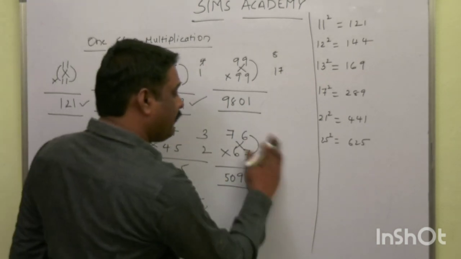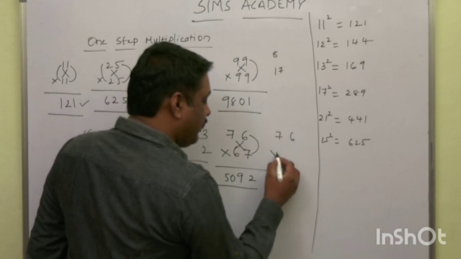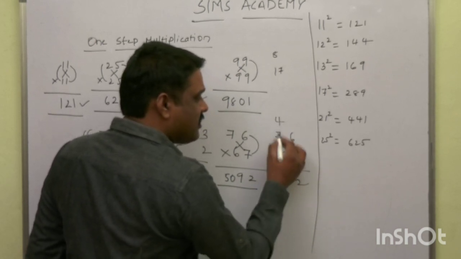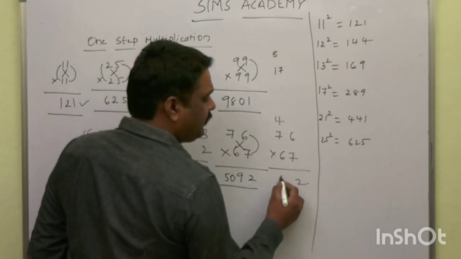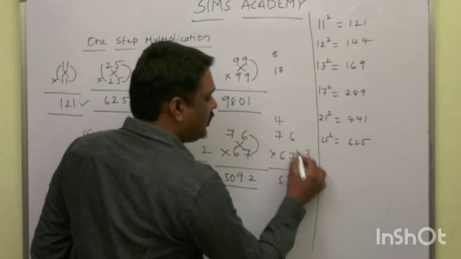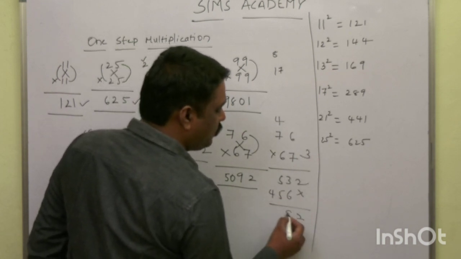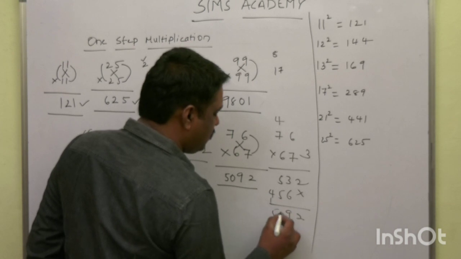Let us see whether we have got the correct answer or not. 76 into 67. 7 6 are 42. 7 7 49 plus 4, 53. 6 6 36. 7 6 are 42 plus 3, 45. 5092.